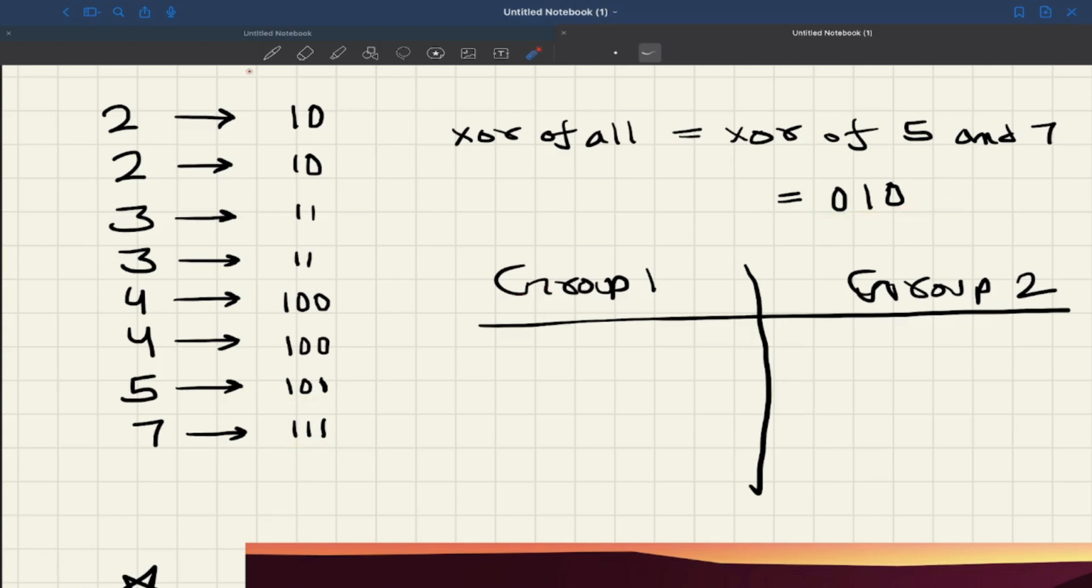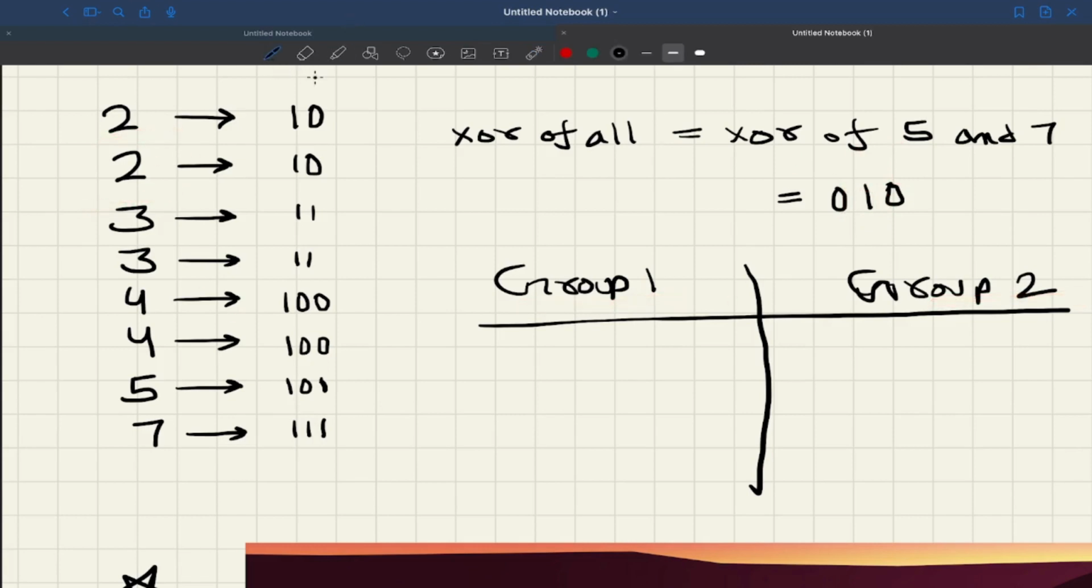Now if you see, its last second bit is set. This index is 0, this index is 1. So at index 1 from the right side, the bit is set, or I can say the second bit. This is the first bit, this is the second bit. So the last second bit is set for 5. So let's separate all these numbers into group 1 and group 2.